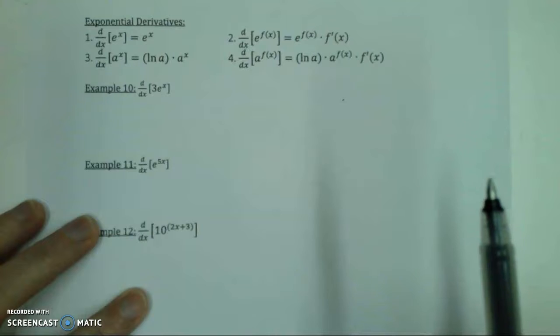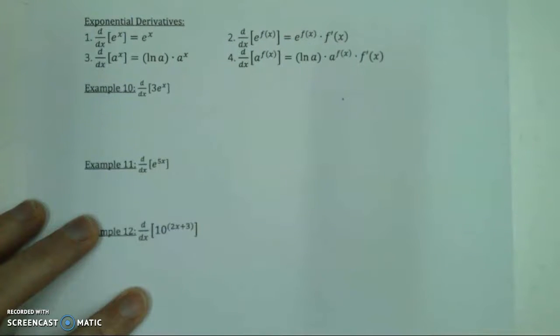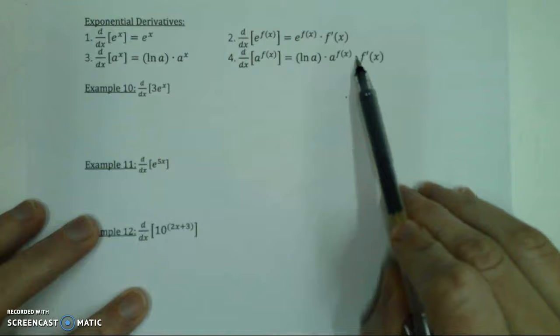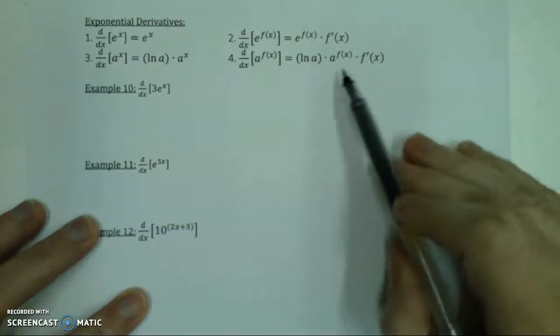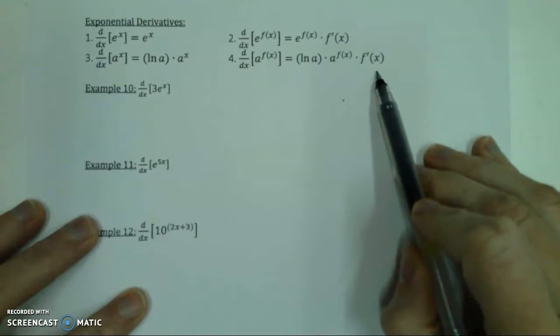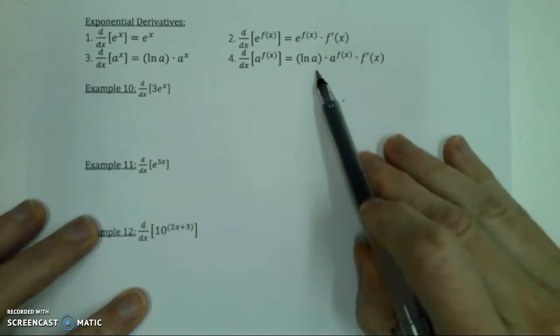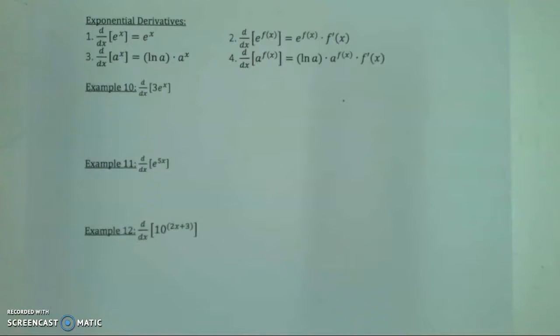My fourth and final rule here is really a combination of rules 2 and 3. So I've got a to the power of f of x. So you'll notice that a to the f of x is still part of my answer. Again, the original question will always be part of my answer. Like number 2, I also need to multiply by the derivative of the exponent. And like number 3, I also need to multiply by the natural log of that base a. So those are my exponential derivatives. So let's see what they look like.